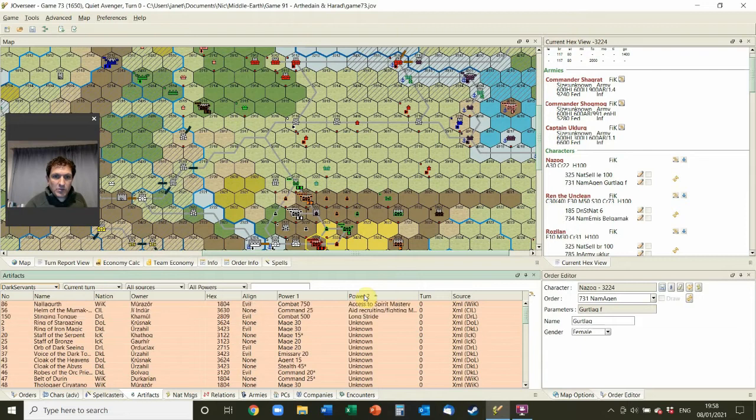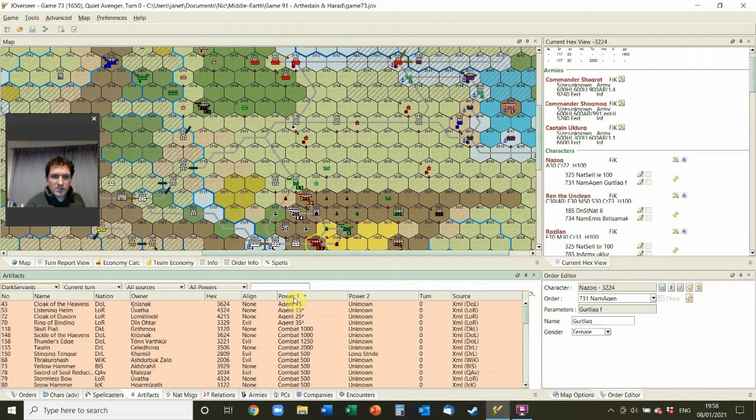And you can say, well, oh, secondary powers. Oh, access to Spirit Mastery. Murazor has something called Nalagirth, which is an evil combat artifact with access to Spirit Mastery. That's cool. He's the only one that has that. Has anyone got any agent artifacts? Shall we ask for that? Oh, yes, there are. There are 4 agent artifacts, and these are the ones that they are, and it gives you all the information on them.